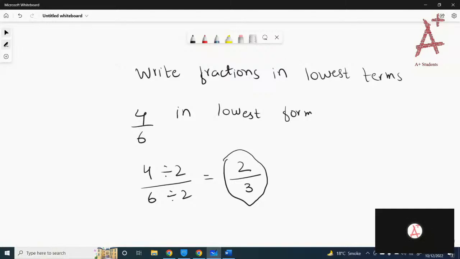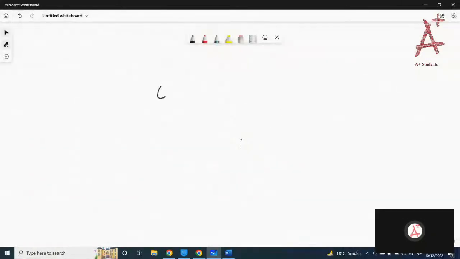Okay, the next one is: write 6 by 10 in the lowest form. So which is the number that can divide both 6 and 10? The highest number that can divide both 6 and 10 is 2. Just divide them by the number. So 6 divided by 2 is 3 and 10 divided by 2 is 5. So it would be 3 by 5. Yes, very good, Afnan. It is 3 by 5. Very good.